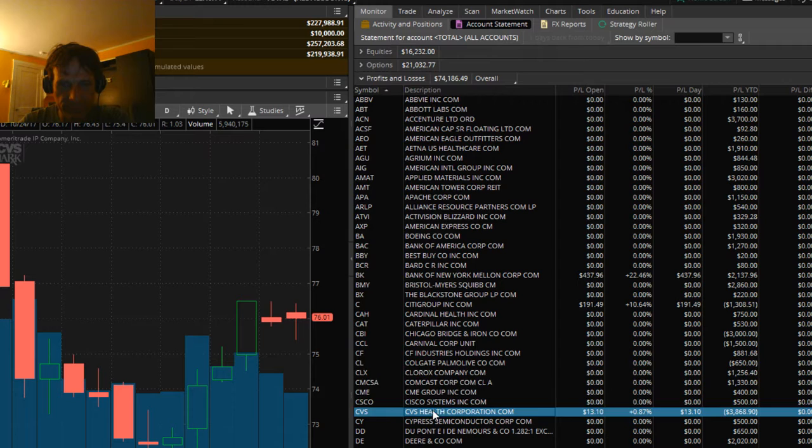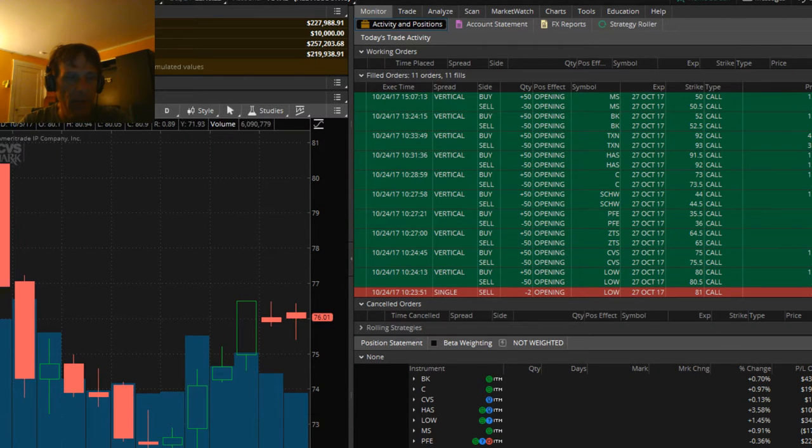Where are we with CVS anyway? CVS, right here. Okay, CVS, we had a grand total of negative $3,800. So that's one of our big losers for the year, CVS. All right, so this is where she is now. So as long as she stays above 75 and a half, we're going to make our 30-some-odd%.